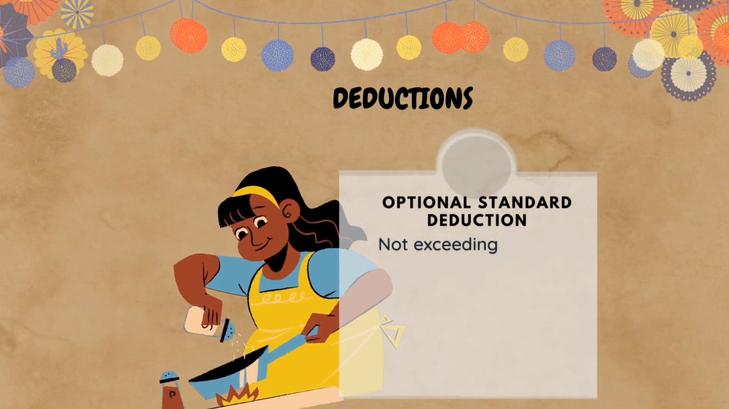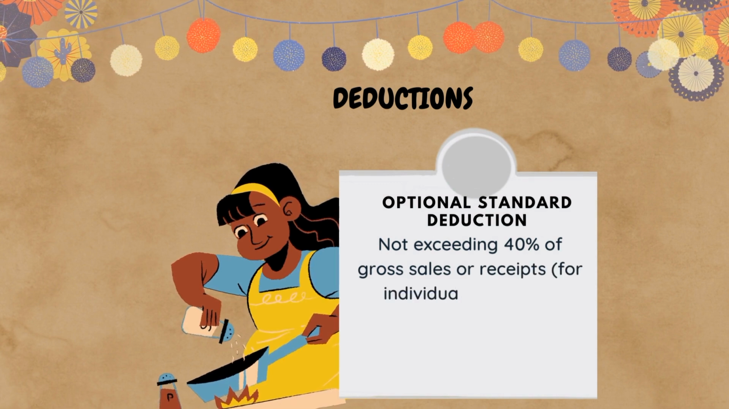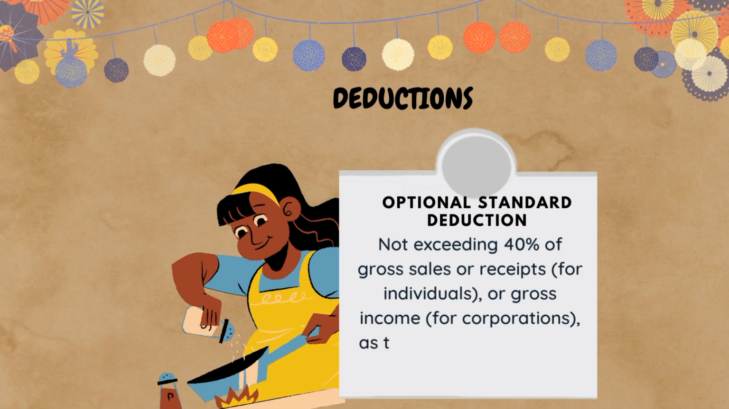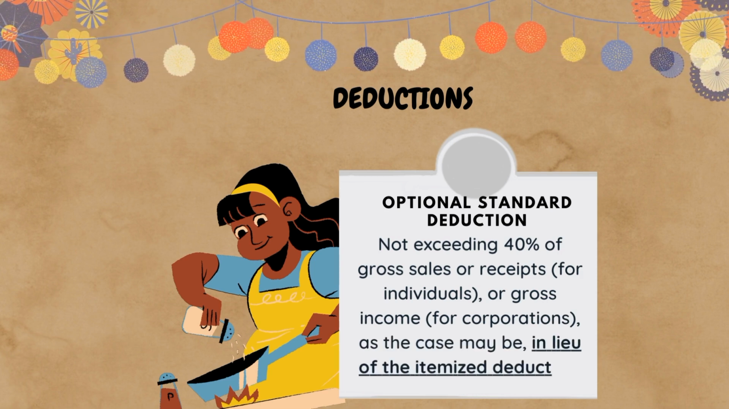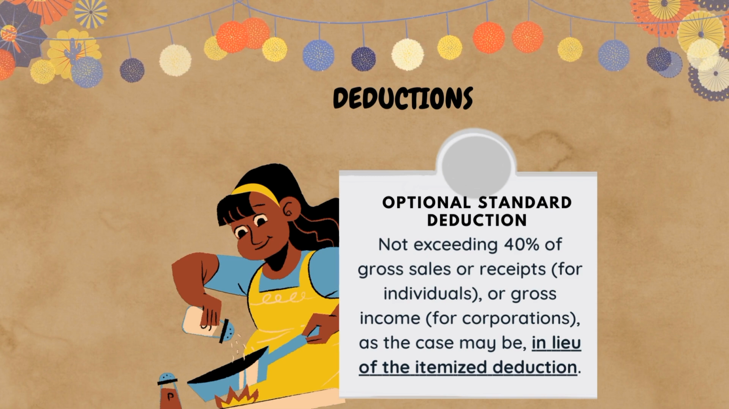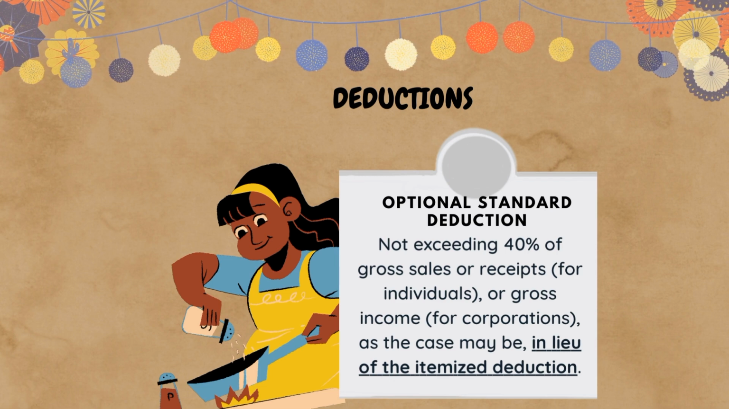Optional standard deduction is a standard deduction of an amount not exceeding 40% of gross sales or receipts for individuals or in gross income for corporations as the case may be. Also, this is in lieu of the itemized deduction. This optional standard deduction gives the taxpayer a choice for computing the tax-deductible expenses either at 40% of gross sales or receipts if the taxpayer is an individual, or in gross income if the taxpayer is a corporation. I repeat, this is in lieu of itemizing expenses to be claimed as tax deductions.